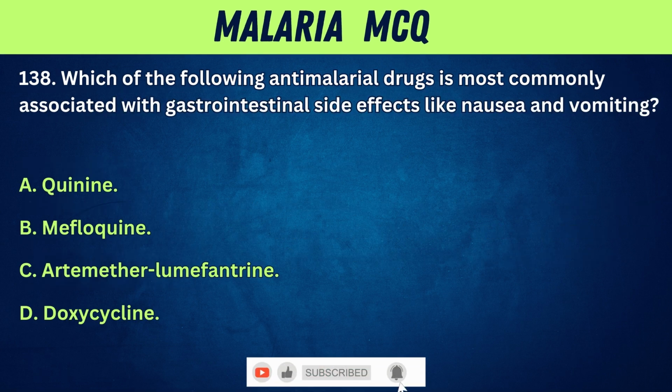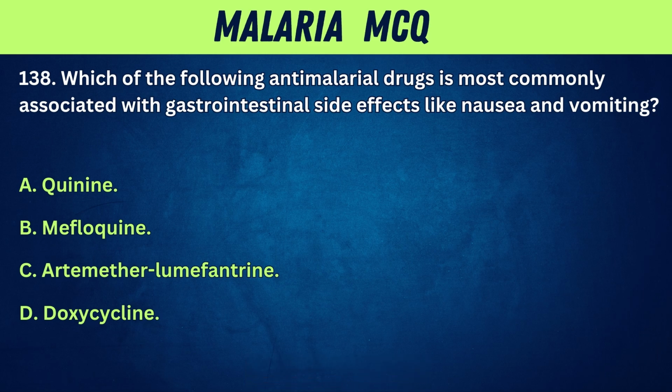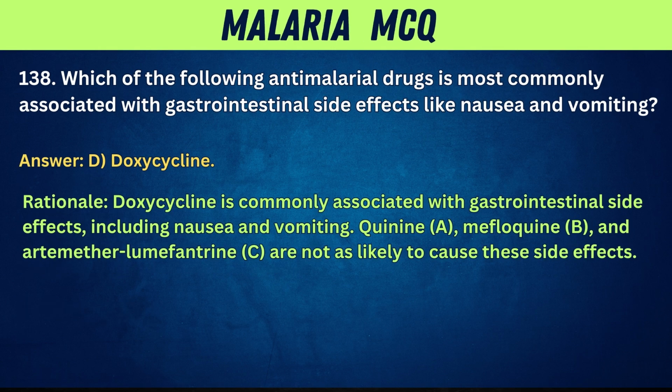138. Which of the following antimalarial drugs is most commonly associated with gastrointestinal side effects like nausea and vomiting? A. Quinine. B. Mefloquine. C. Artemether-lumefantrine. D. Doxycycline. Answer: D. Doxycycline.